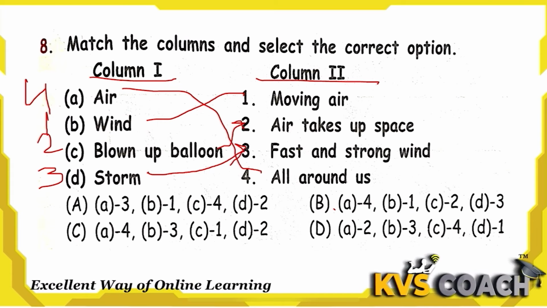Here is A4, where is B1? Here is B1, here is B3. It means B1, C2, D3. Option B is the right answer.